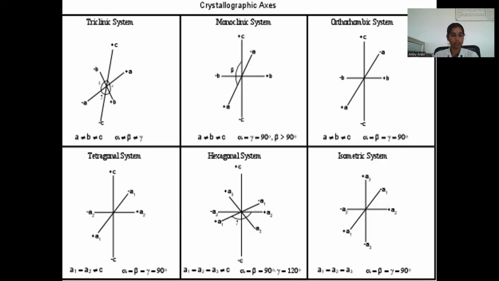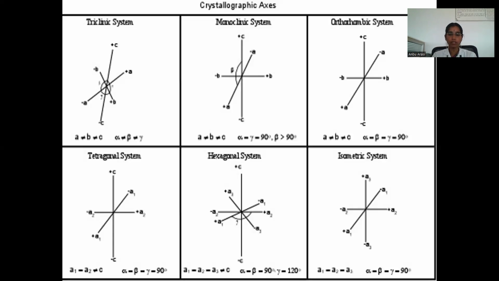And tetragonal system. A tetragonal system is characterized by 3 imaginary crystallographic axes which are perpendicular to each other, but the vertical axis C is either longer or shorter than the other 2 equal horizontal axes. That is, A equals A1, A2, which is not equal to C. That is, alpha, beta, gamma are also 90 degrees. And hexagonal system.